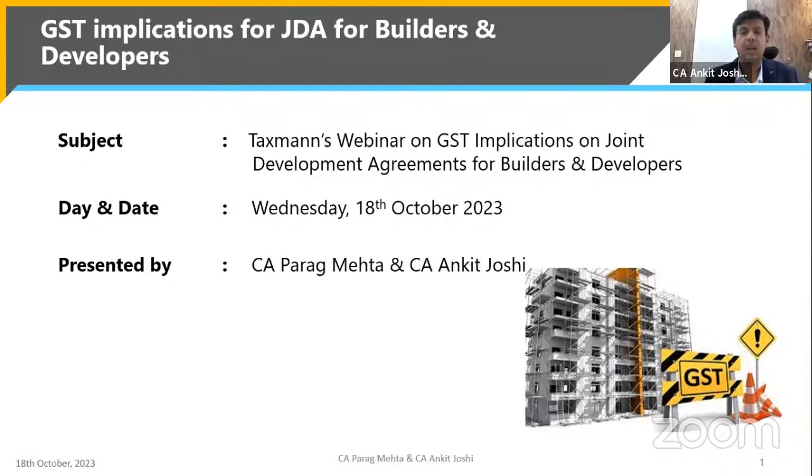Good evening, friends. Welcome to this webinar on GST implications on joint development agreements for builders and developers. Before starting the presentation, I would always say that the construction sector has a special place in GST. Construction is the only sector where you'll find it has its own GST rates of 1%, 5%, 12%. It has its own valuation mechanism, be it land valuation and everything. It has its own RCM applicability in terms of TDR, which is not applicable to any other sector.